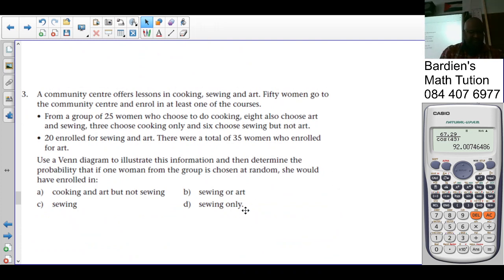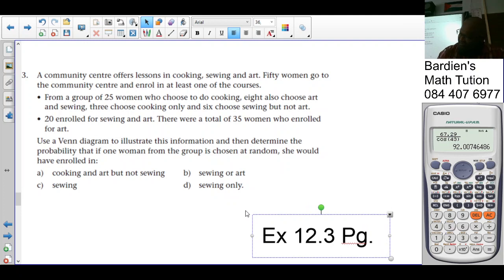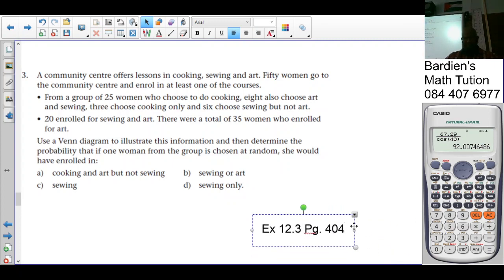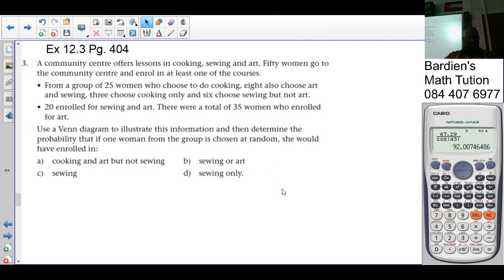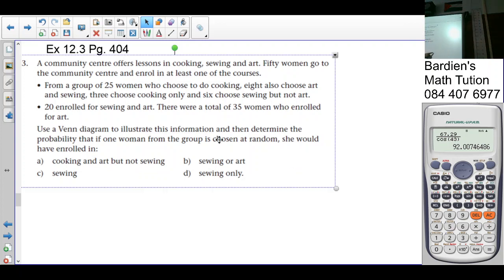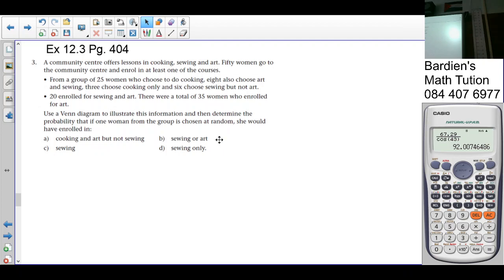So this is exercise 12.3 on page 404. We are told the community center offers lessons in sewing, cooking, and art. Okay? Sewing, cooking, and art.